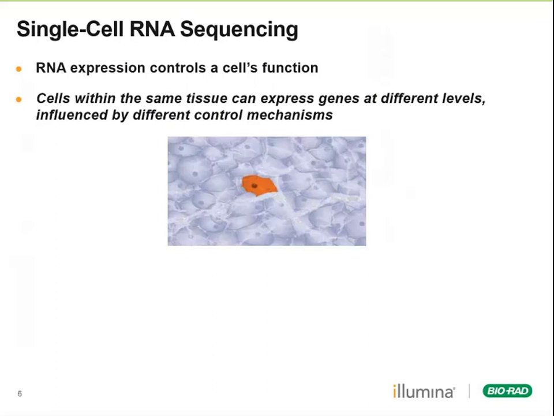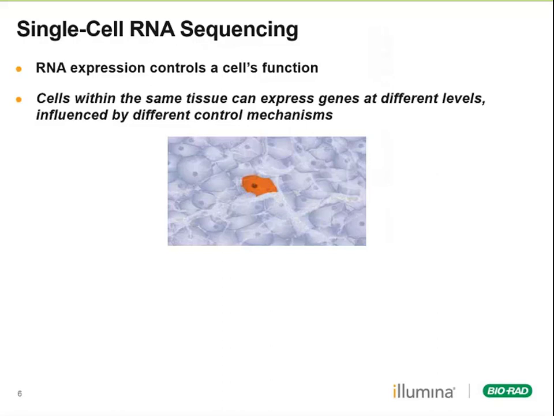Normally when we're looking at RNA-seq, to get enough input, we're taking hundreds to thousands of cells and averaging the expression across that. That's useful for a lot of applications. However, it's not useful for all, so more and more researchers are looking at single-cell RNA sequencing.